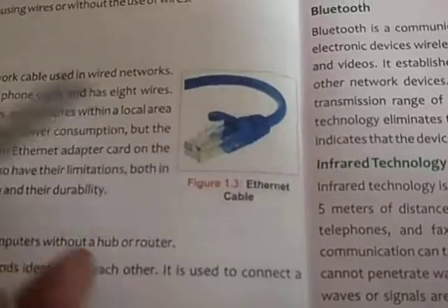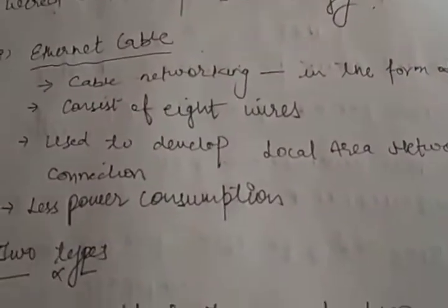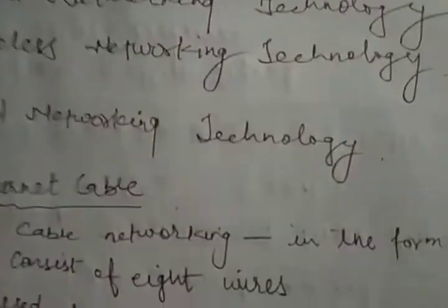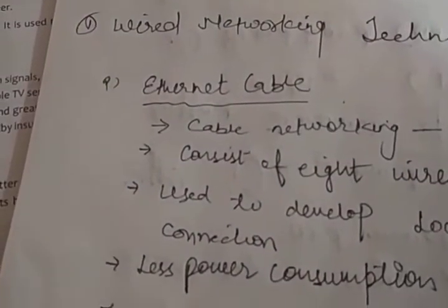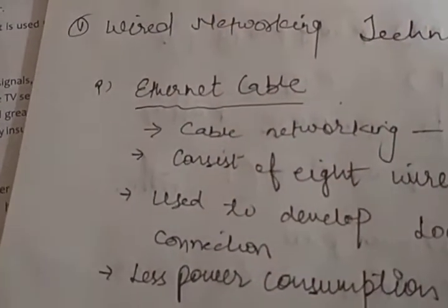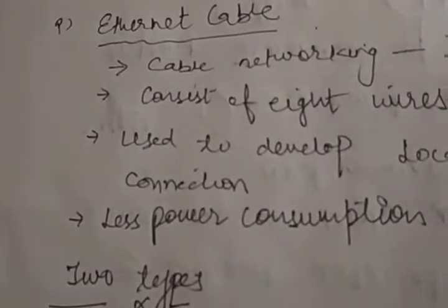Now you will come to know what an Ethernet cable is. It consists of 8 wires that are used to develop the local area network. ठीक है. कोई भी LAN कनेक्शन डेवलप करना हो उसके लिए हम यूज़ करते हैं. दूसरी चीज़, इसमें जो पावर कंजम्पशन है वो भी काफ़ी लेस होती है. It consumes less power. This is the advantage. Now it is divided into two parts. First one is the crossover cable and second is the straight through cable.